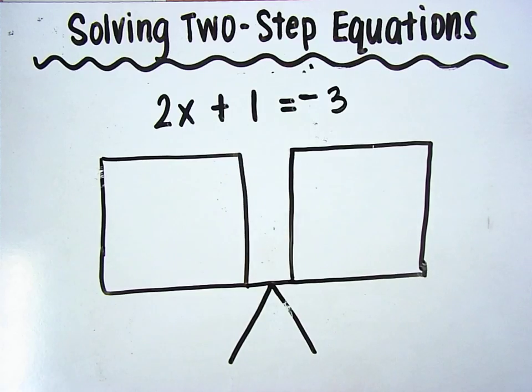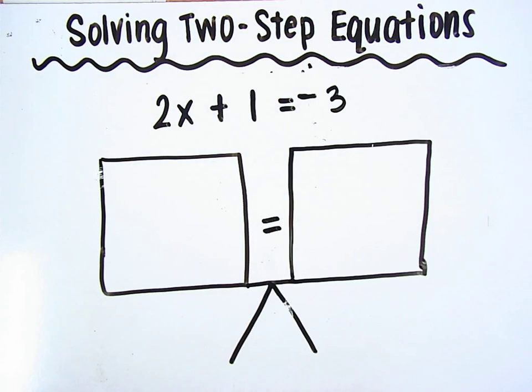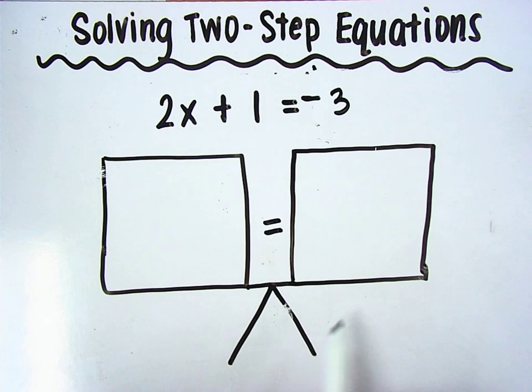What I've drawn below is a balance scale. So we know on a balance scale, in order for this scale to be balanced, both sides of the scale need to have the same exact value. This middle ground is our equal sign. This is showing that if this is the same value as this, the scale will be balanced.